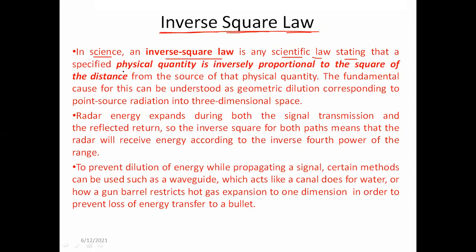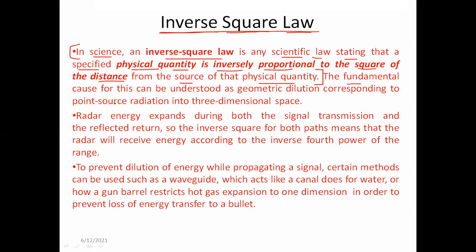specified physical quantity, and here we are comparing the intensity of light with the square of the distance. So here, light is the physical quantity in our experiment. The specified physical quantity is inversely proportional to the square of the distance from the source of that physical quantity. According to this experiment, the statement is obvious.